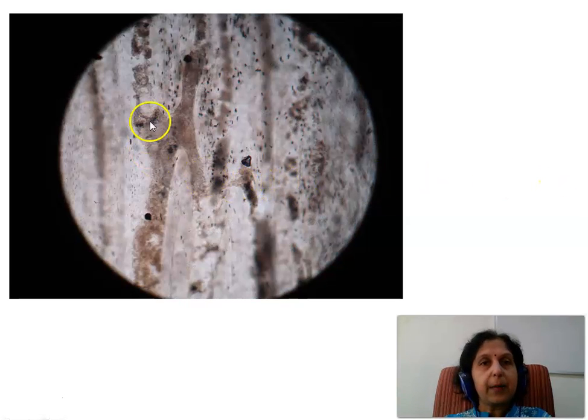A high power view here showing you the Haversian canals running parallel to each other and the Folkman's canal which obliquely runs and connects adjacent Haversian canals. Also seen here are parallelly running concentric lamellae containing the osteocyte cells.